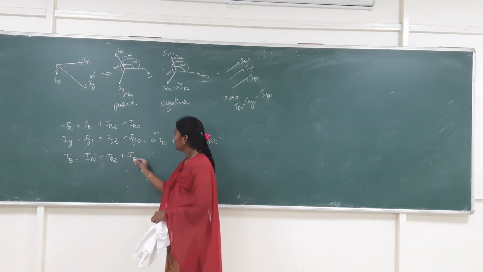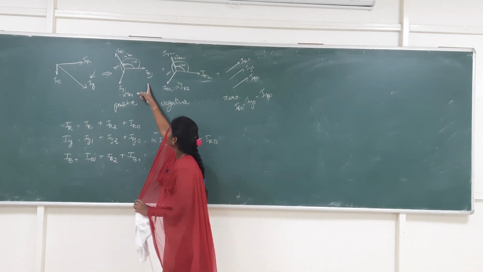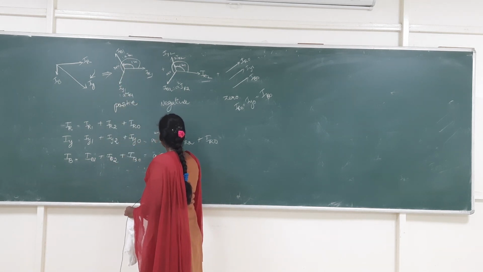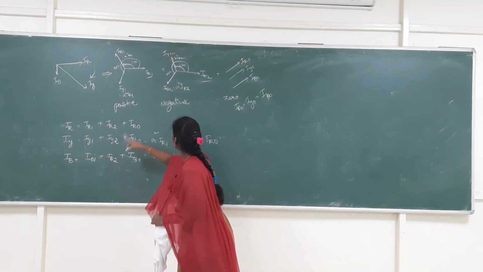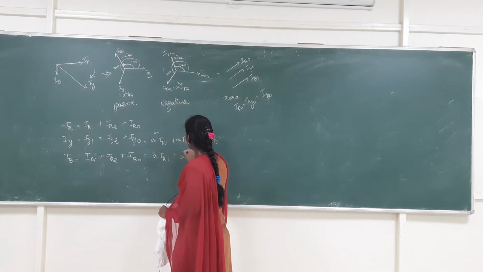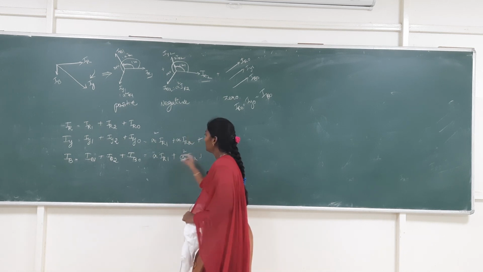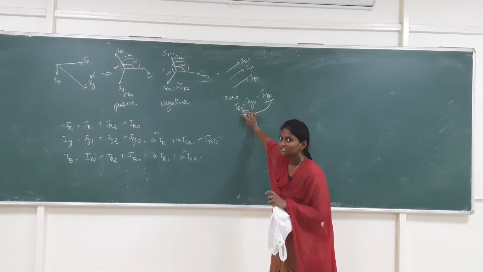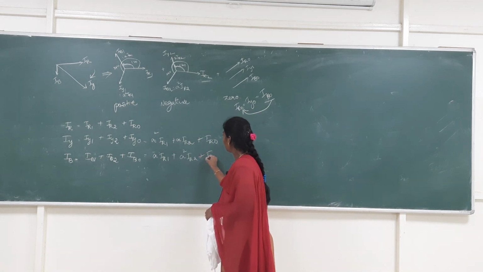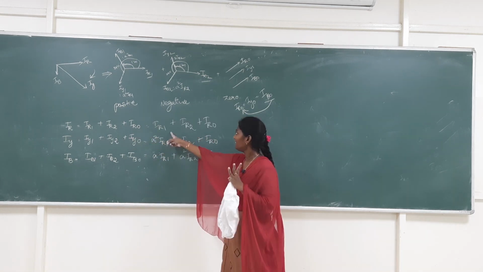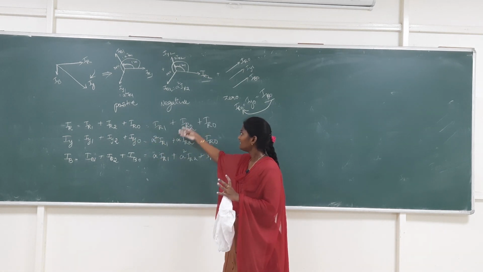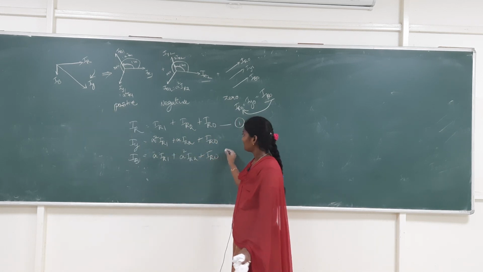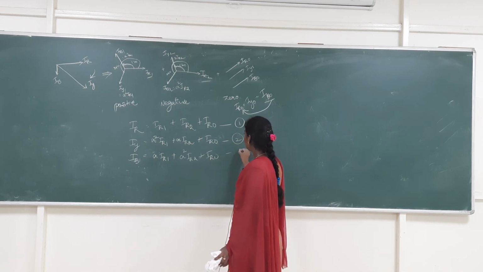Similarly, in the case of the B phase, IB equals a IR1 plus a square IR2 plus IB0, in terms of R as the reference phasor, plus IR0. These are my expressions in terms of IR1, IR2, IR0. Solving these 3 components is easy compared with 9 components. I name them equation 1, equation 2, equation 3.